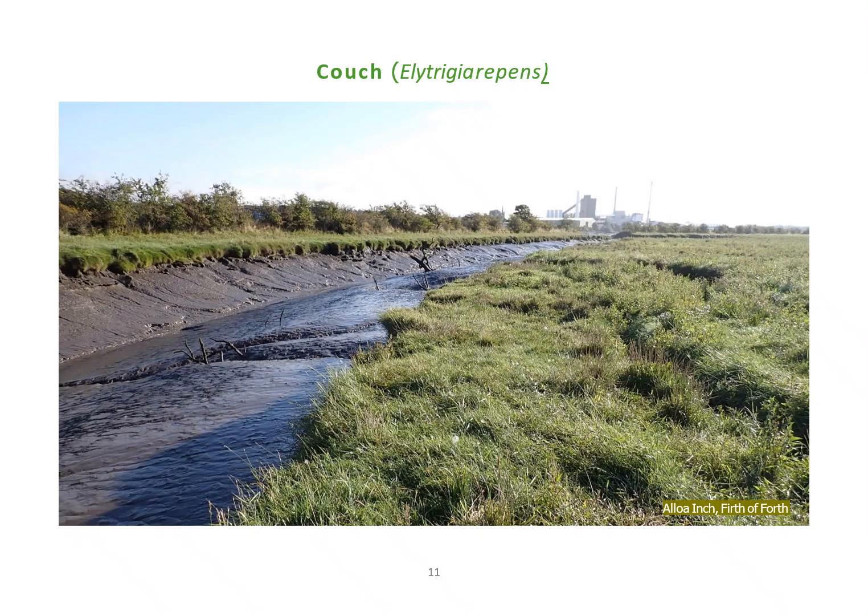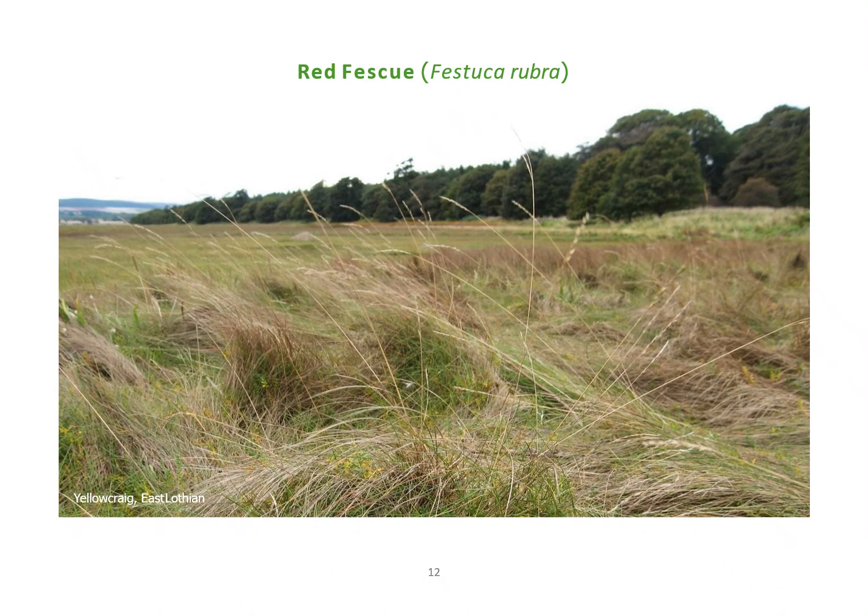And another one is red fescue. When we do work on vegetation of coastal habitats, whether it be salt marsh or sand dunes or maritime cliffs, we find red fescue as a species that's cropping up all the time, so much so that we can almost regard it as a particularly coastal species.